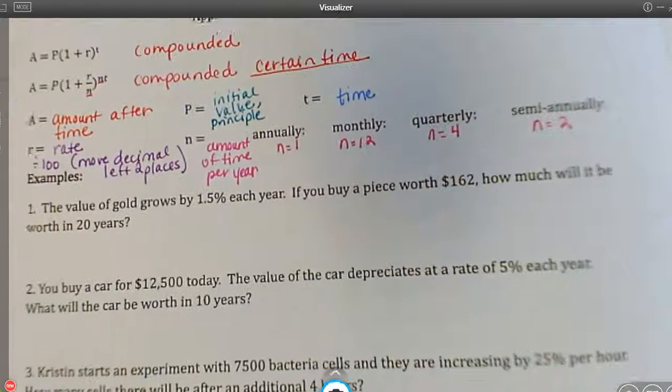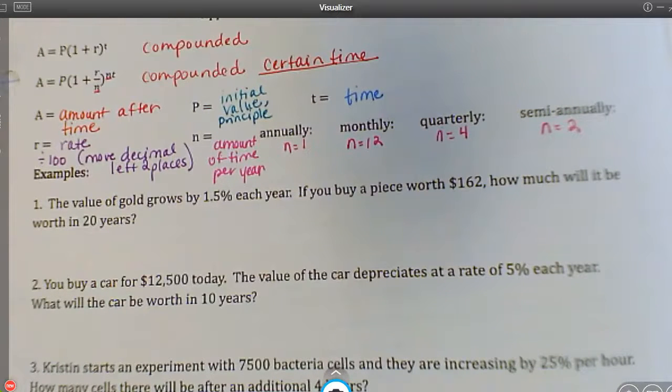So looking at the word problems, the first thing you want to do is read it through, figure out if it says compounded in a certain amount of time, figure out what equation to use, and then determine what all your values are and where it goes into the equation.